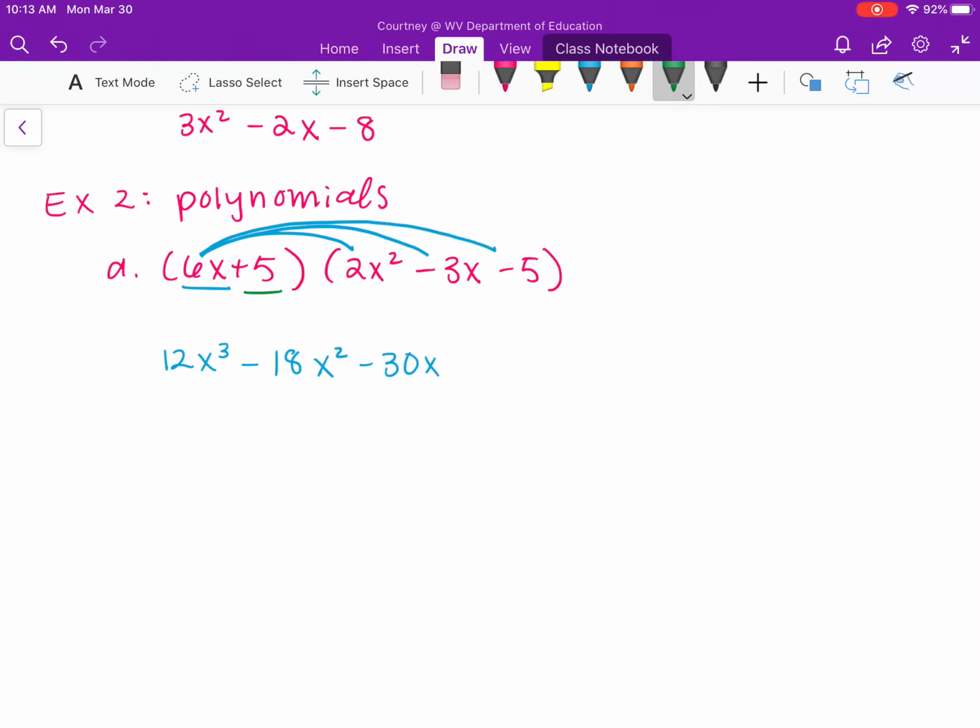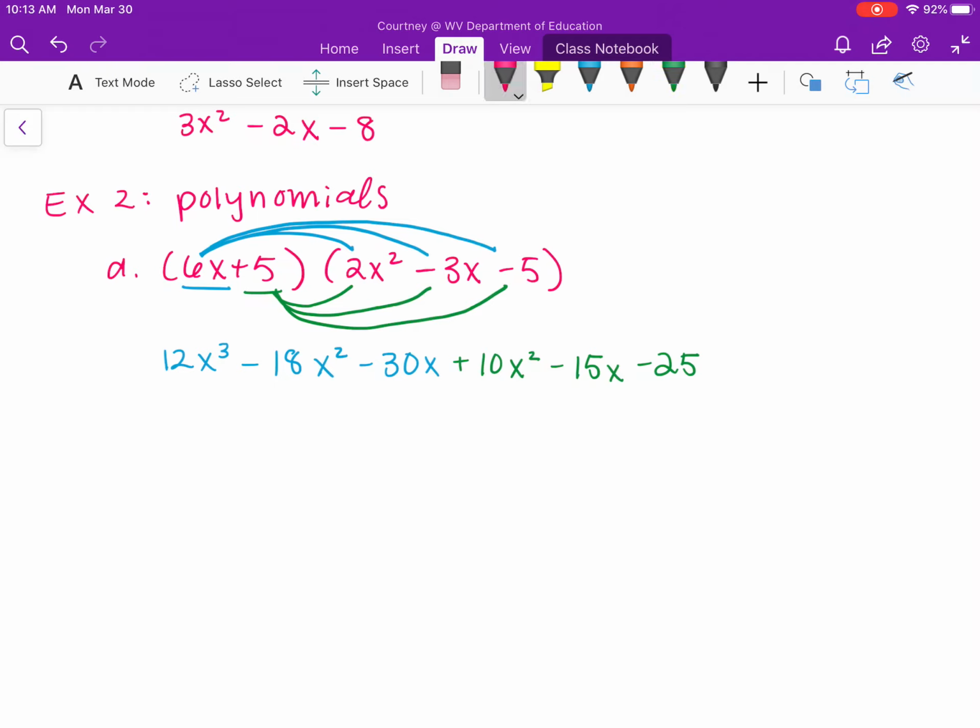That's with the 6x. Now let's do it with the 5. With the 5, I'm going to go under. 5 times 2 is 10x squared. 5 times negative 3x is 5 times 3, negative 15x. And 5 times negative 5 is negative 25.